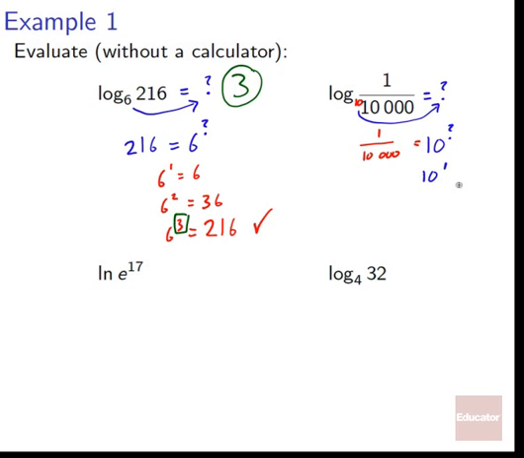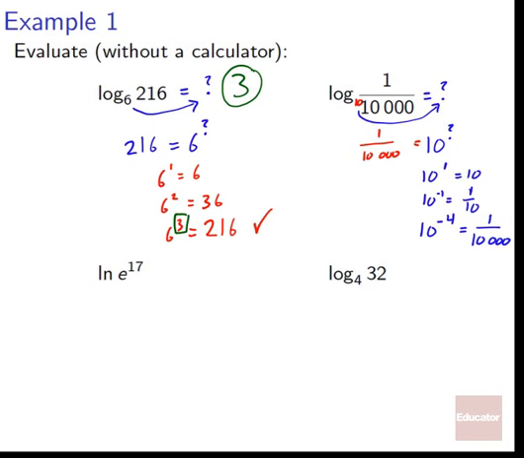So let's look at possible numbers for 10. If we go positive, we have 10 to the 1 equals 10. Well, that's not going to work because we're going to need a fraction. So we notice 10 to the negative 1, well, that's 1/10. 10 to the negative 2 would be 1 over 100. 10 to the negative 3 would be 1 over 1,000. 10 to the negative 4 would be 1 over 10,000. So 10 to the negative 4 equals 1 over 10,000.